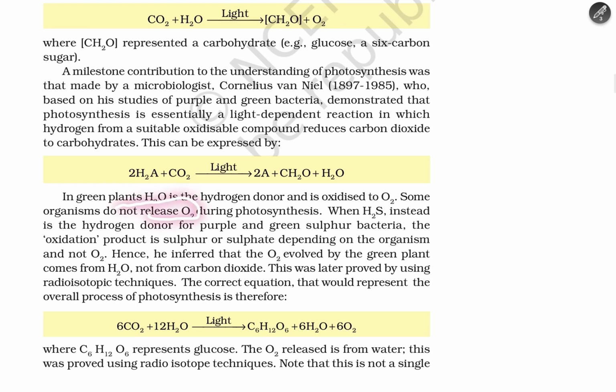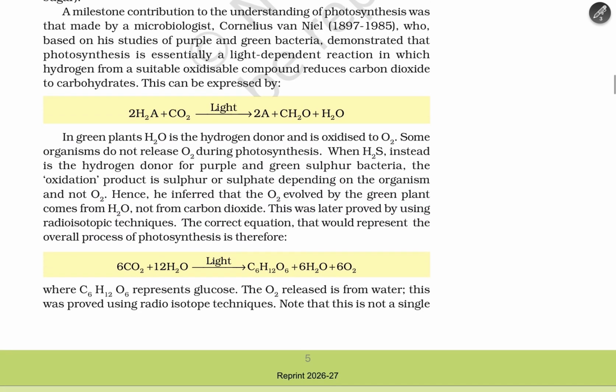Some organisms do not release oxygen during photosynthesis. When H2S is the hydrogen donor for purple and green sulfur bacteria, the oxidation product is sulfur or sulfate depending on the organism, and not O2. Hence he inferred that the oxygen evolved by green plants comes from H2O, not from carbon dioxide. This was later proved using the radioisotope technique.